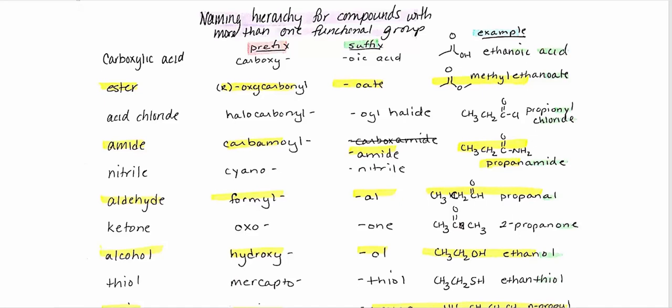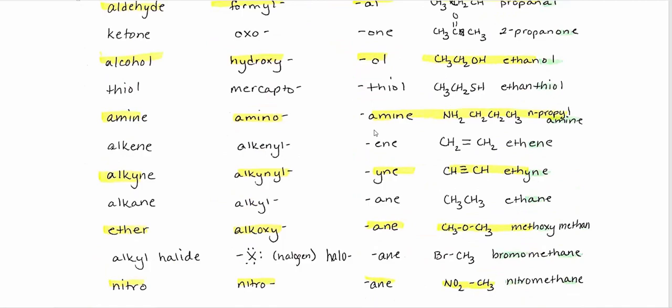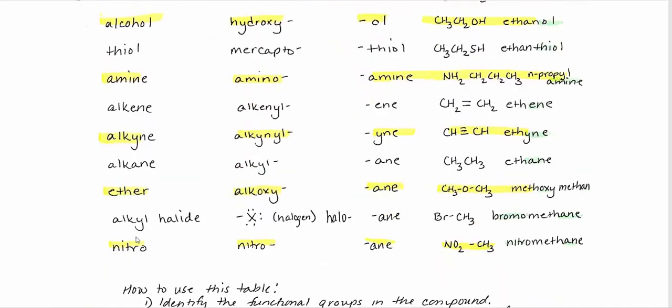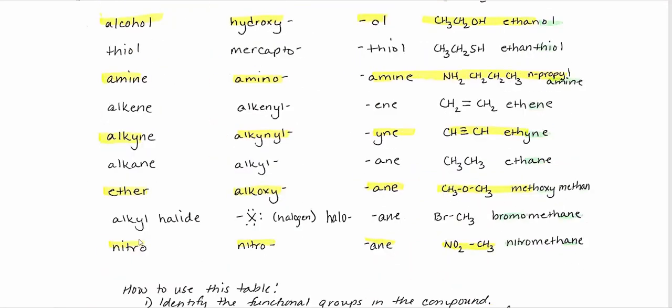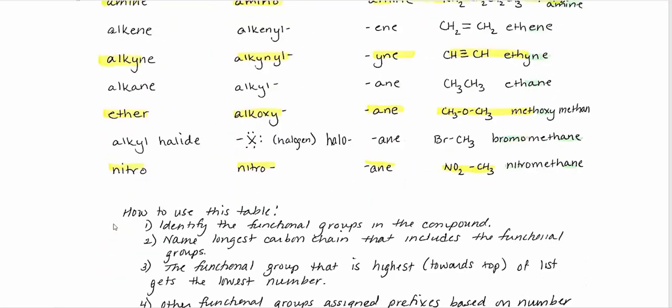I put this table here as the naming hierarchy for compounds that have more than one functional group for you to refer to. It's not something you need to memorize, but do be aware that this table exists. So it's in order from the bottom to the top of the least oxidized to the most oxidized. So the way that you use this table is you identify the functional groups in the compound first. You're going to name the longest carbon chain that includes those functional groups.